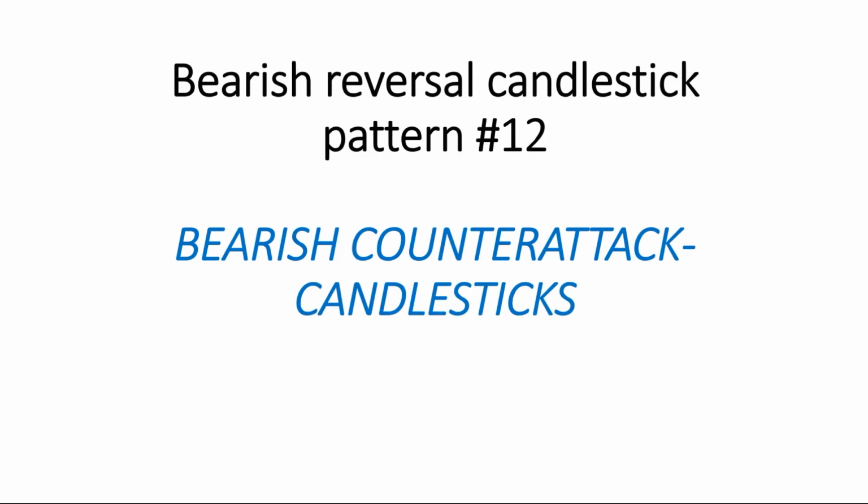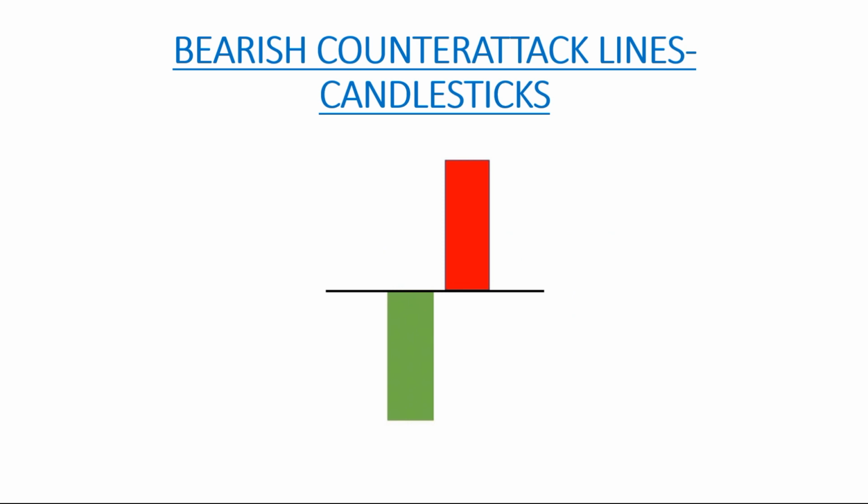Now we have a look at our bearish reversal candlesticks pattern number 12. The bearish counterattack candlesticks. The bearish counterattack lines is a 2-bar pattern. In order for the pattern to take place, there must be a strong uptrend in the market. The first candle must be a long-bodied green bullish candle, and the second one must also be a long-bodied but bearish candle. Ideally, they are equal in size to the first candle. The second one opens with a gap, but then closes near the close of the first candle. It shows us that the buyers may be losing control, since the sellers were able to close the gap up.